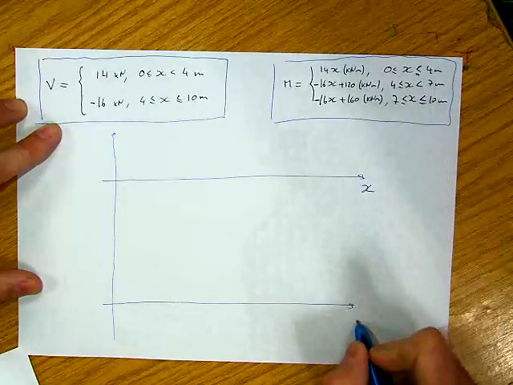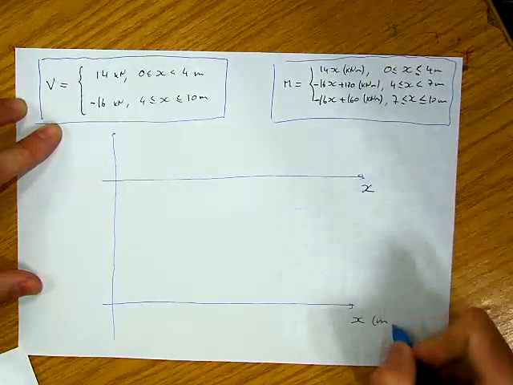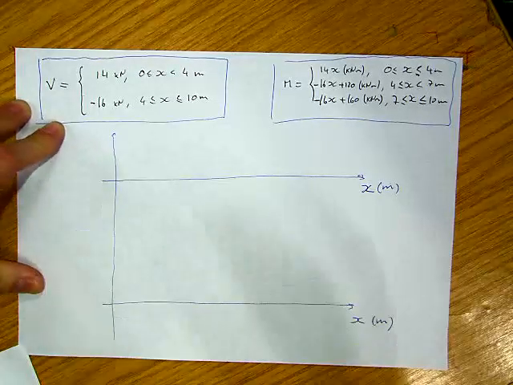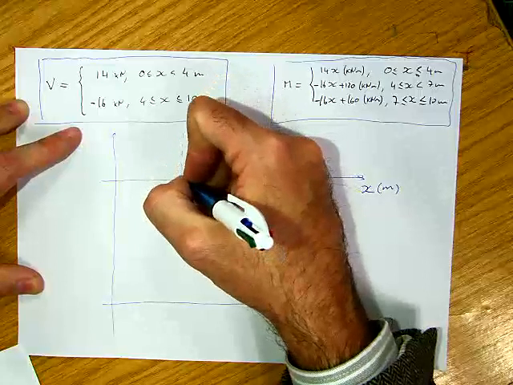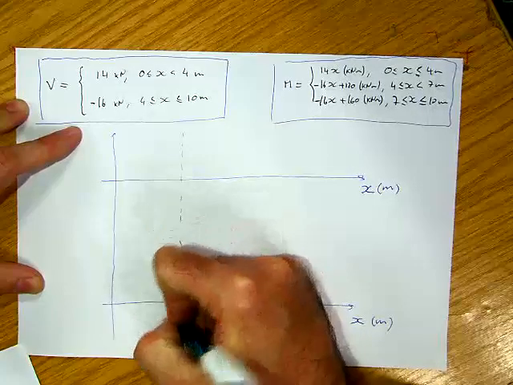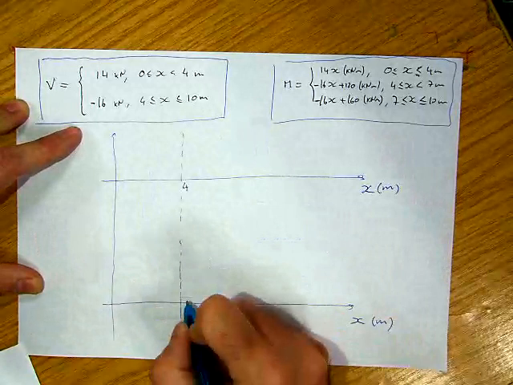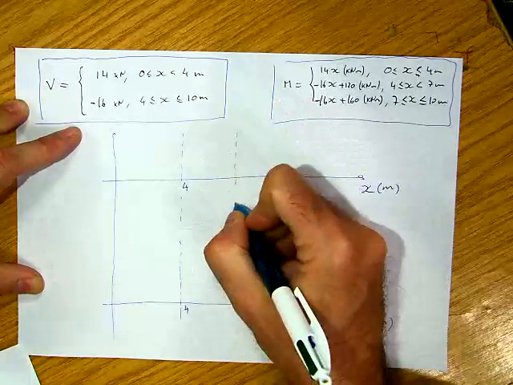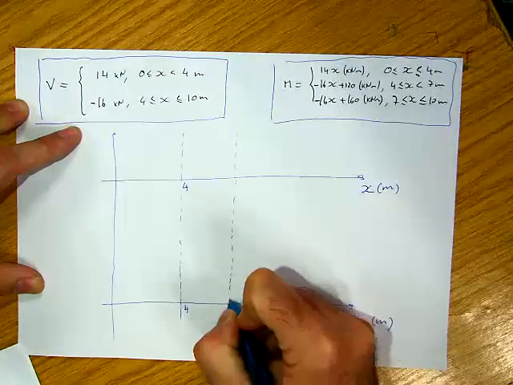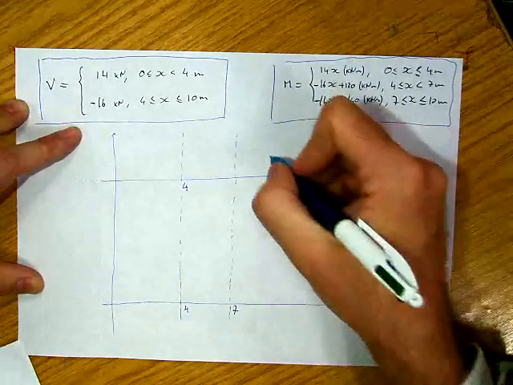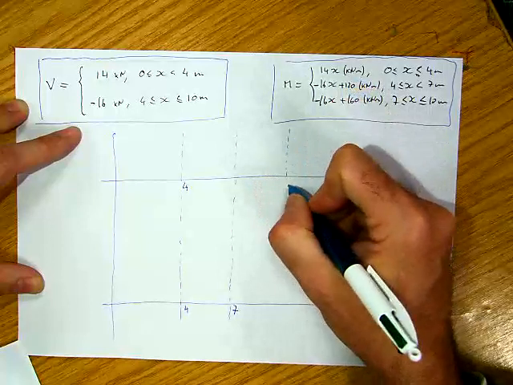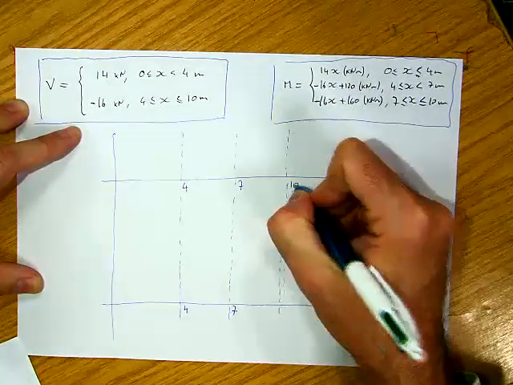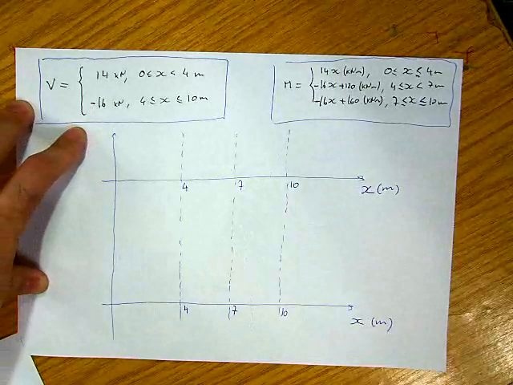I'm going to call this x. This is going to be in meters, and this is going to be in meters. Now I have many important points. I have the point at 4 meters, I have the point at 7 meters, and I have the point at 10 meters, and that's where my beam finishes.